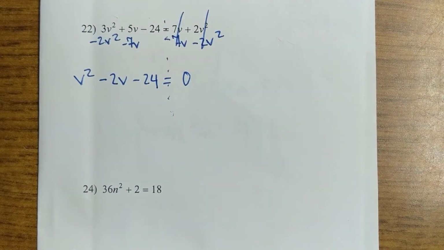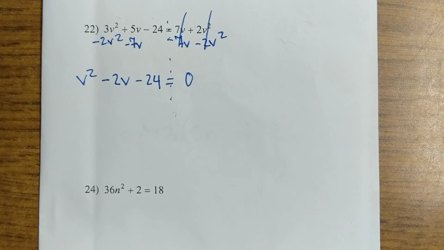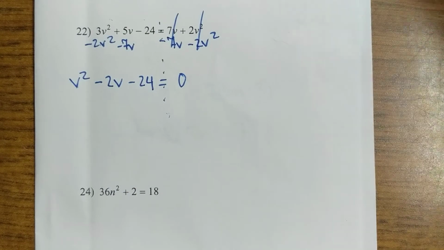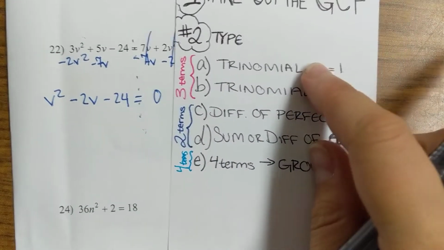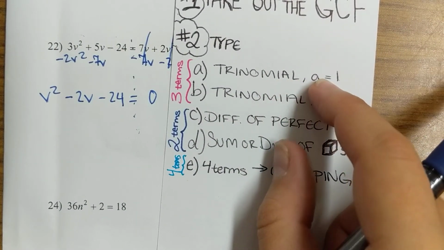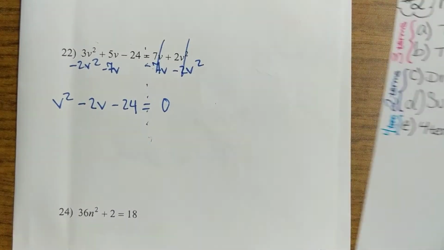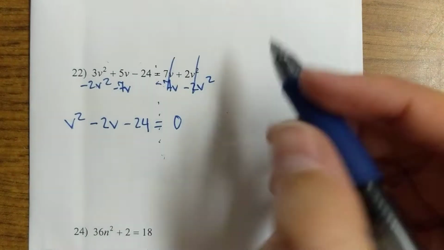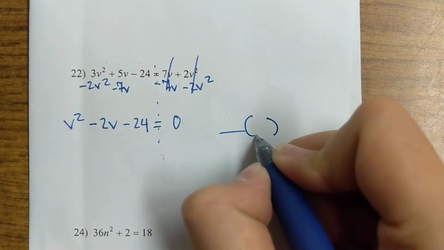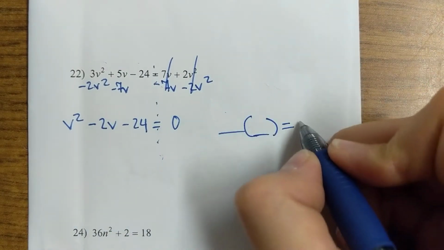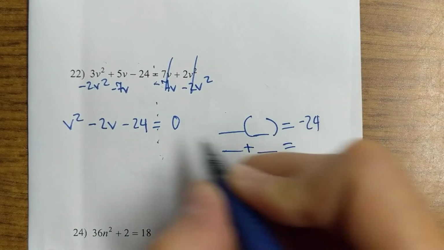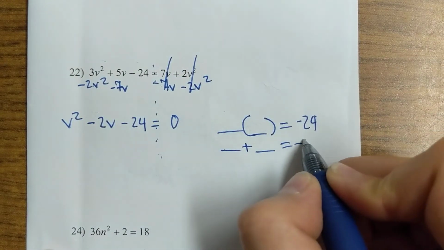Now, is there a GCF? When A is 1, there is not a GCF. So the next thing to check is that it's a trinomial, and we already know A is 1. So we're going to use the P's and Q's method. Two numbers need to multiply to give me negative 24, and those same two numbers need to add to give me negative 2.